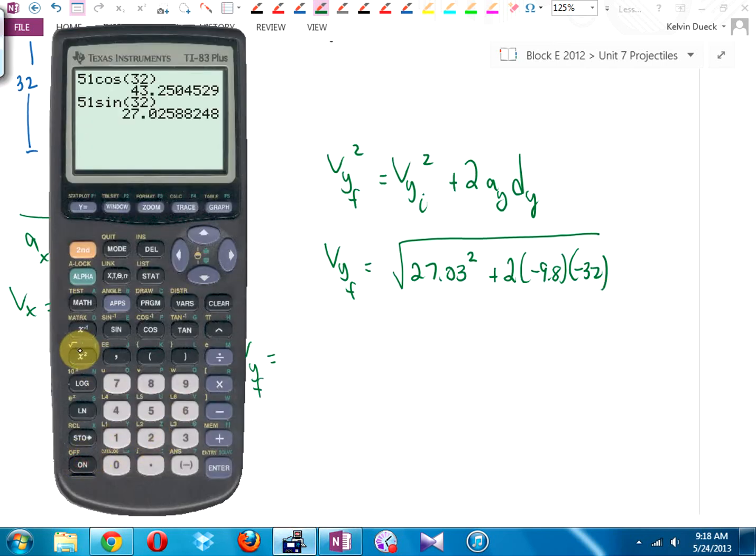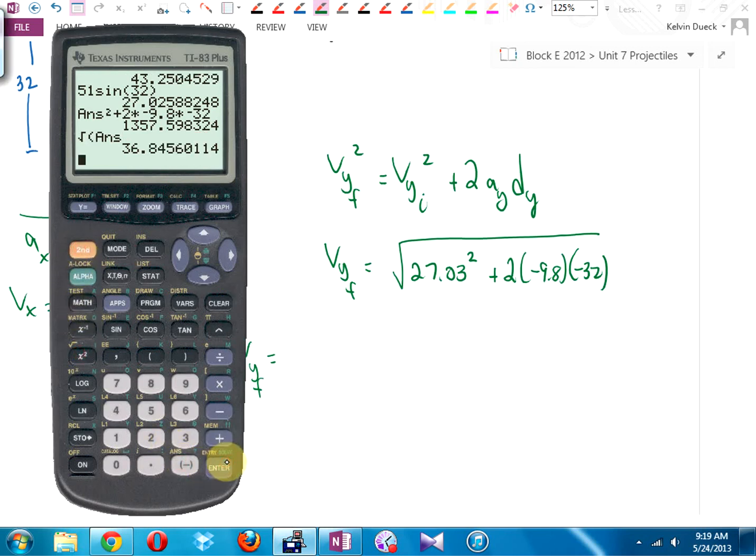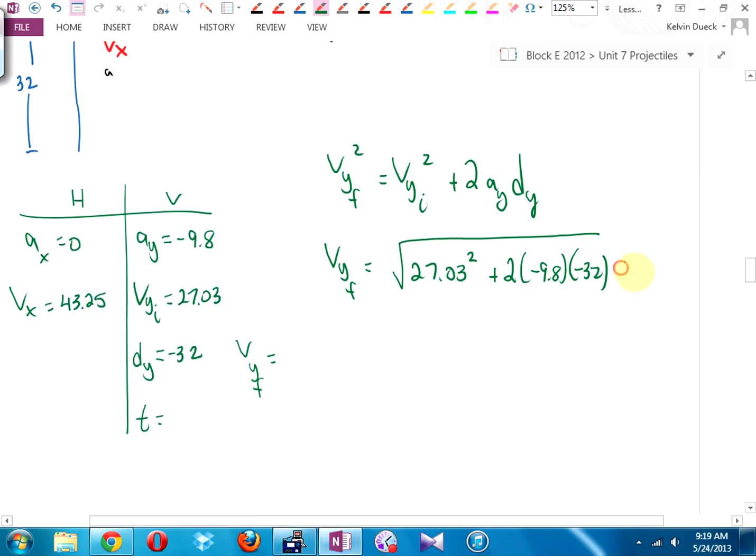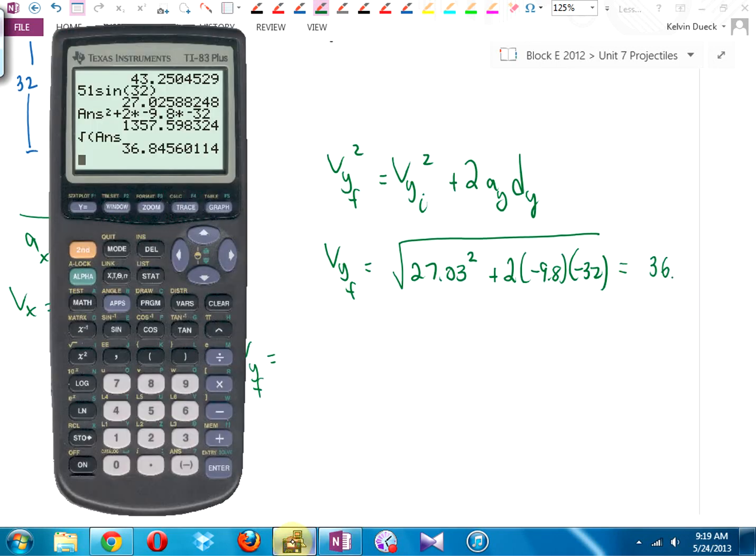This number squared plus 2 times negative 9.8 times negative 32. What do I have to do now? Square root. And you get what? And the only problem is this is technically wrong. This is the only tricky part about this method.